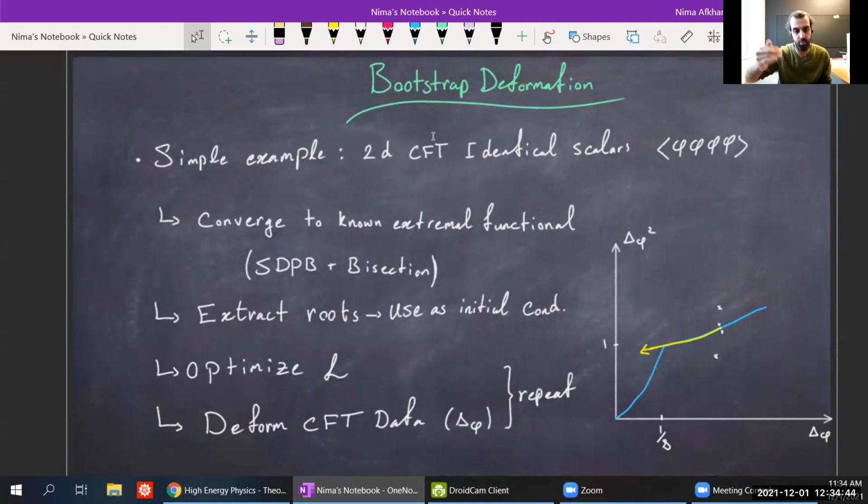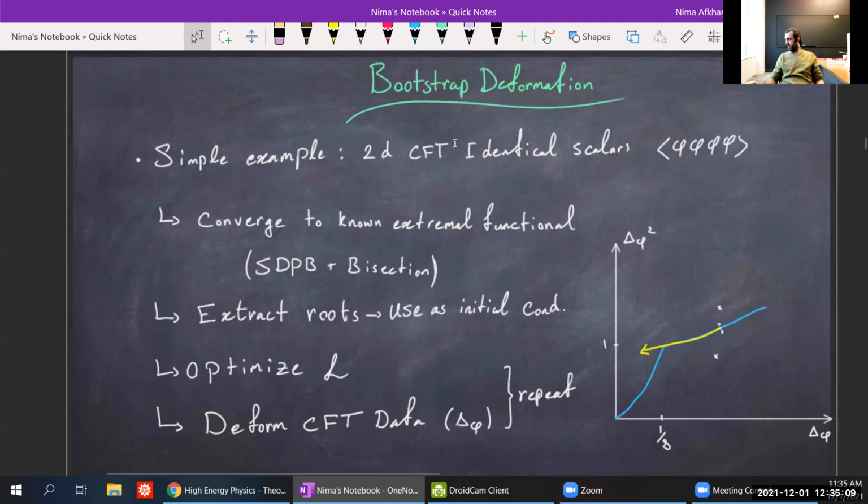So it eliminates one step. This bisection step is no longer necessary. As long as I'm close, I use that as some initial conditions and I optimize the Lagrangian. And I find that any extremal functional I find out of SDPB will always give a viable initial condition and will always converge to the solutions of the equations that I wrote about.